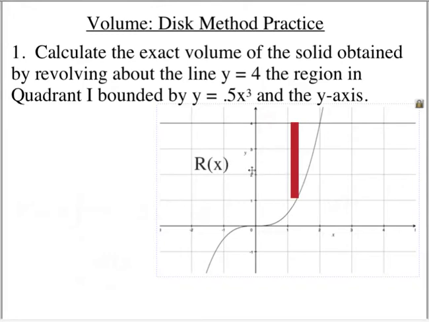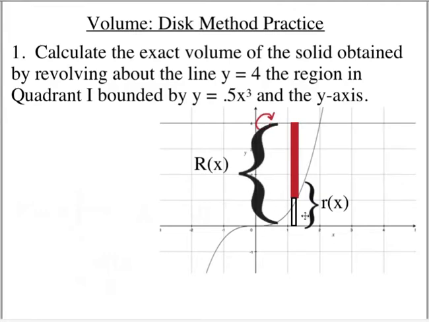And my smaller radius is represented by this rectangle underneath the red one. And so that's going to represent r of x. And so the radius of the red region is going to be the larger radius minus the smaller radius. In this case, my larger radius is just a value of 4. My smaller radius is the distance from the x-axis to that cubic, so 0.5x cubed. So then my radius is going to be 4 minus 0.5x cubed.